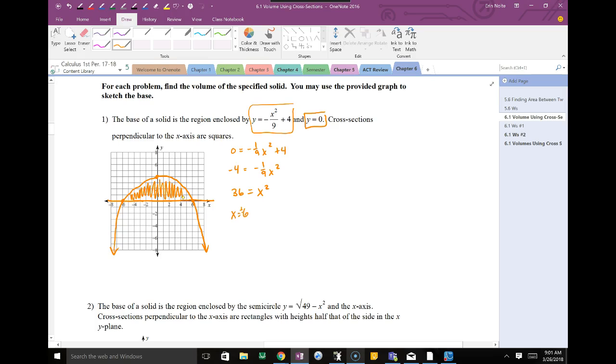Okay, and then it says we're going to have cross sections that are perpendicular to the x-axis, and they create squares. Okay, so we got squares. Look at my little example, just perfect. Little squares. We'll do more examples.